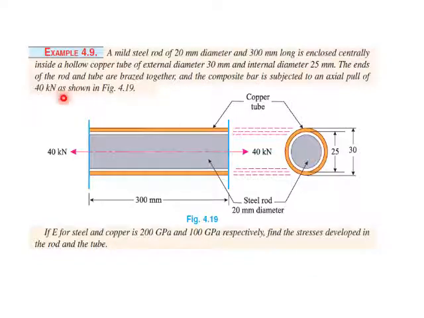This is a longitudinal section. This is a cross section. Okay, this is longitudinal section. Yellow color indicates copper tube. Okay, and this ash color indicates steel tube.